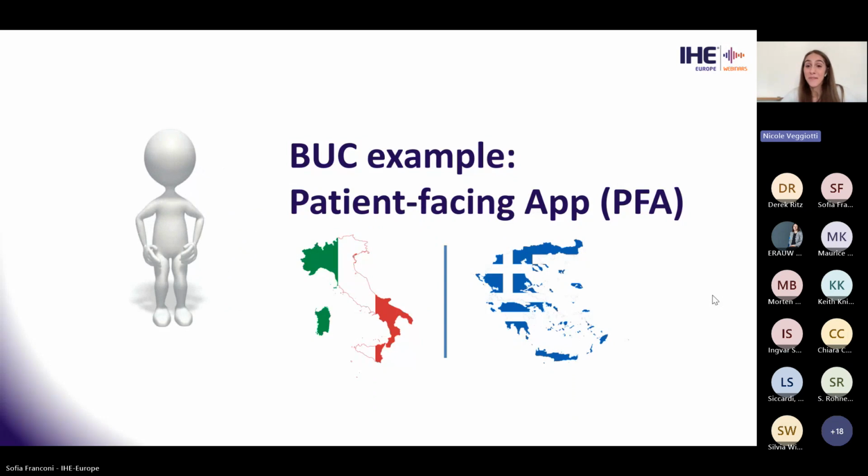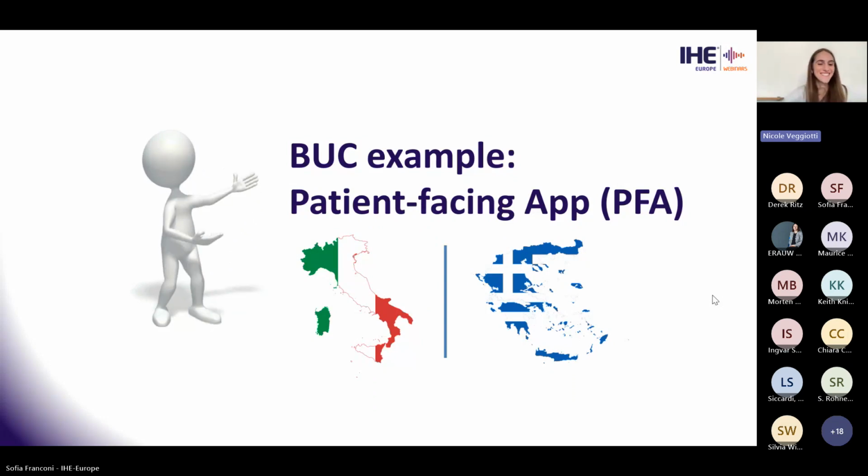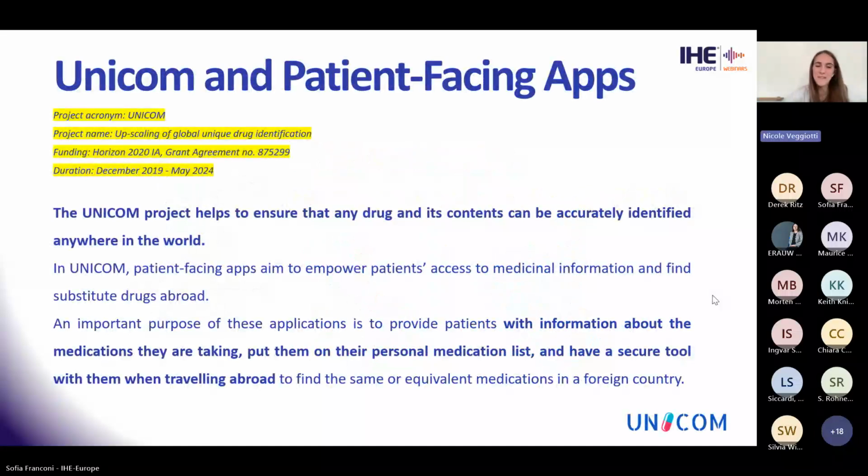So good afternoon, everyone. Next slide, please. Today, I will present to you the use case of the patient-facing app developed for the Unicom project. The Unicom project is a Horizon 2020 project whose full name is Upscaling of Global Unique Drug Identification. It started in 2019 and ended in May 2024.